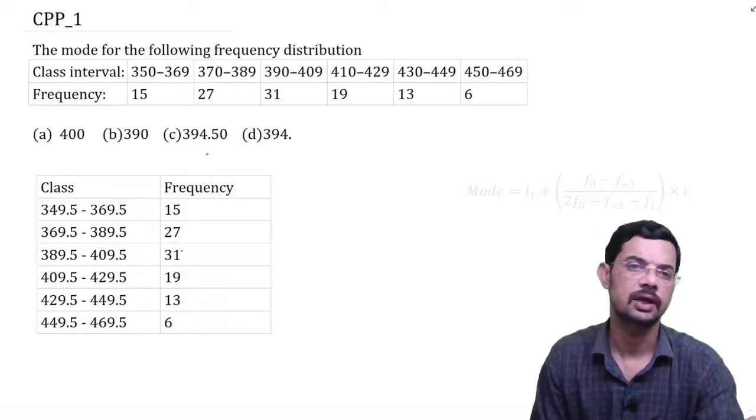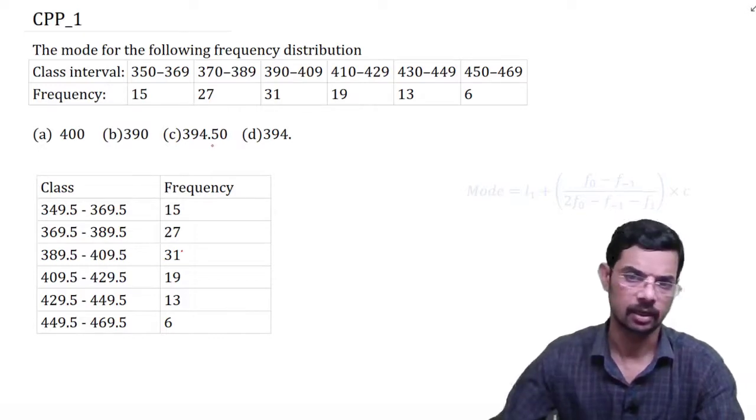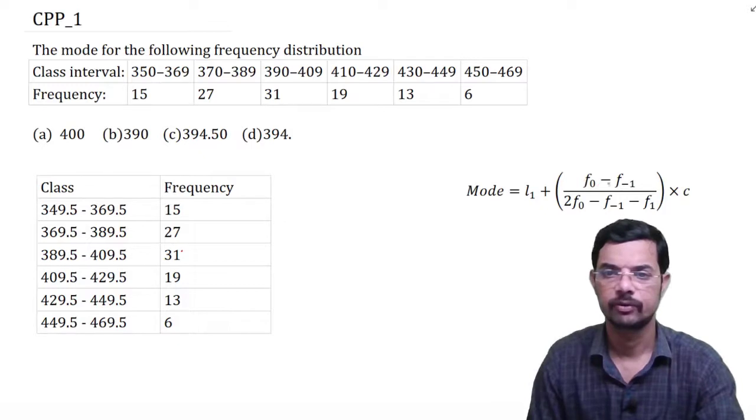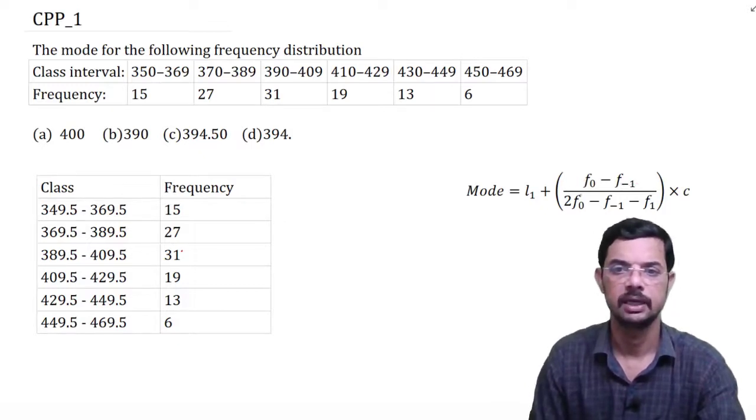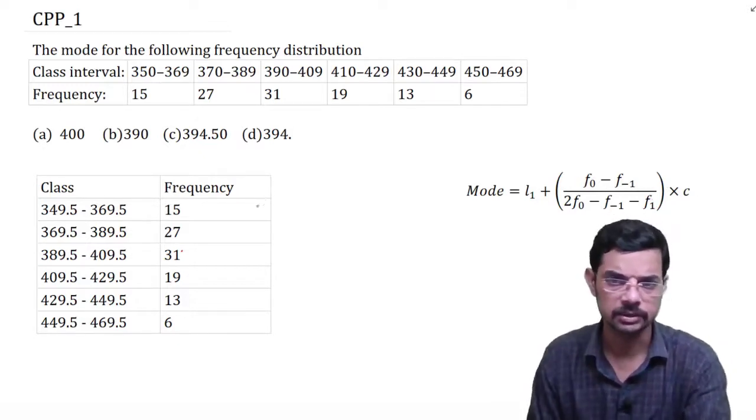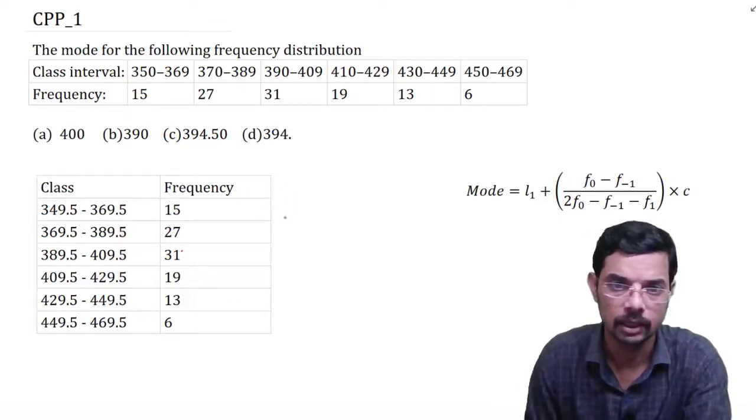Now we shall write down the formula to find the mode of the given data. Mode is equal to L1 plus (F0 minus F minus 1) divided by (2 F0 minus F minus 1 minus F1) times C. Let us identify the modal class. First step, find the modal class.